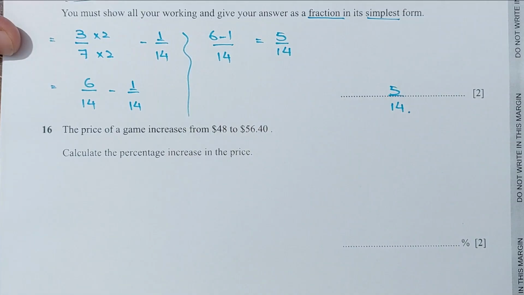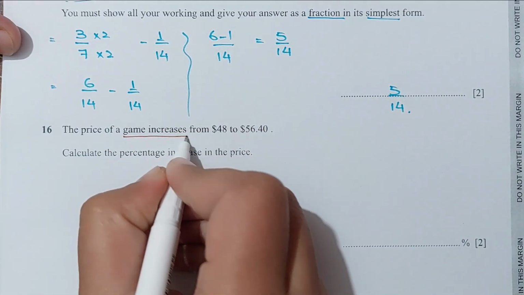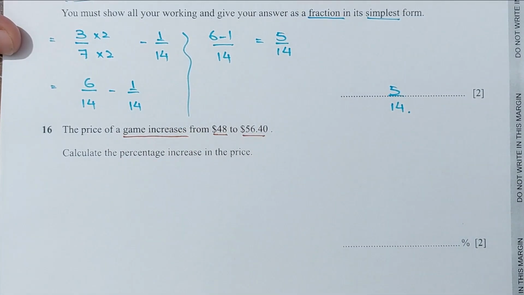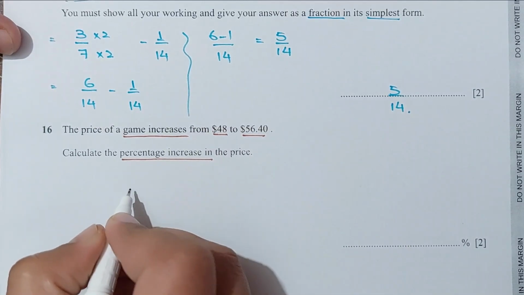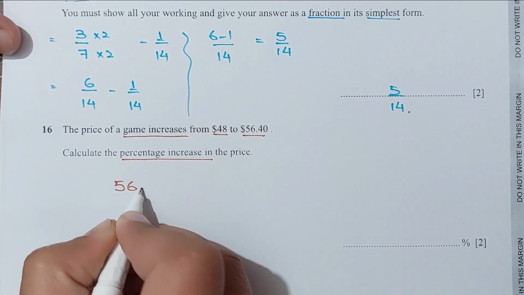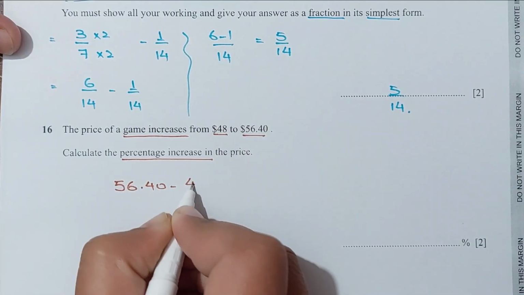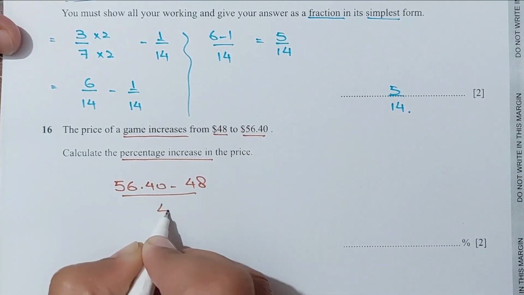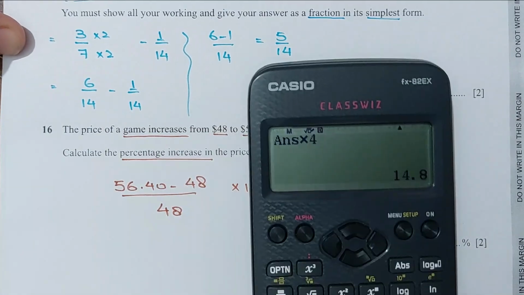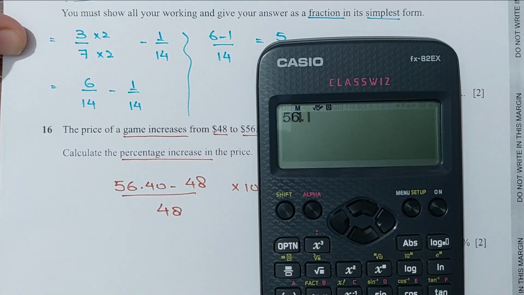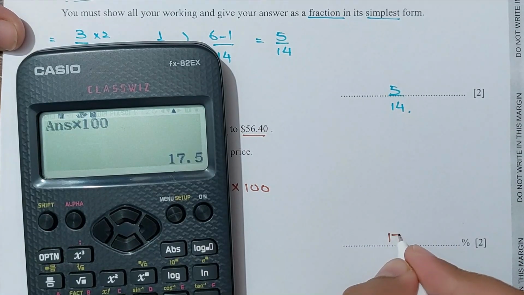Question number 16. The price of a game increased from 48 to 56.40. Calculate the percentage increase in the price. Percentage increase in the price is how much is the increase divided by the original price multiplied by 100. 56.40 minus 48 divided by 48 and times by 100. 17.5% is the increase in the price.